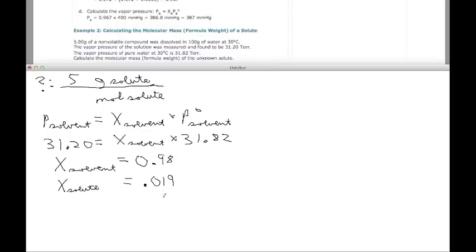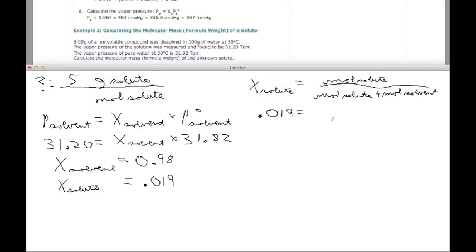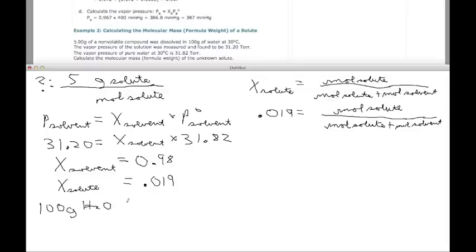Sorry, not X solute, mole of solute divided by mole of solute plus mole of solvent. Cross multiply, and we get 1 mole of solute is equal to 0.019 times mole of solute plus... we don't have the moles of solvent, but we can figure it out because we just take 100 grams of water and divide it by 18 grams per 1 mole. That gives you 5.55 moles.